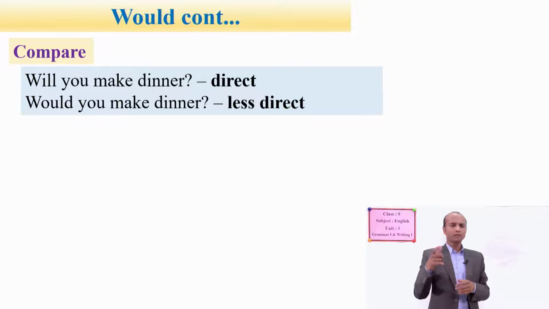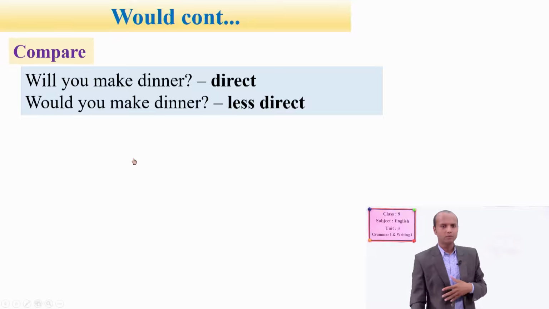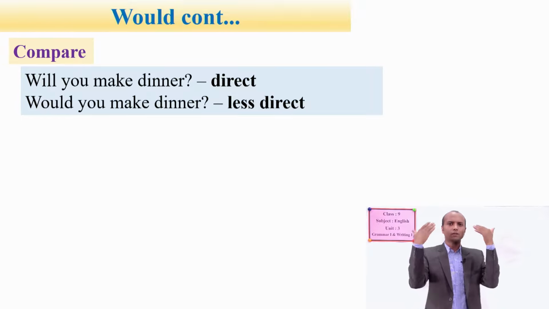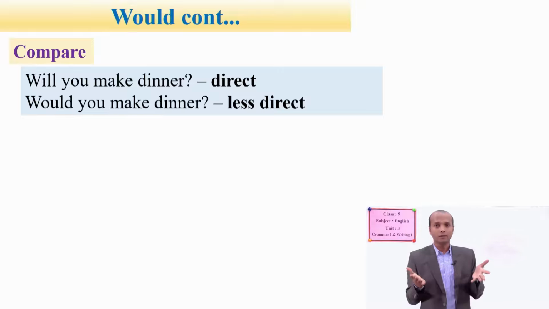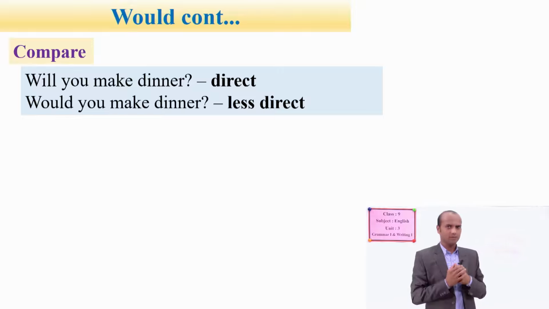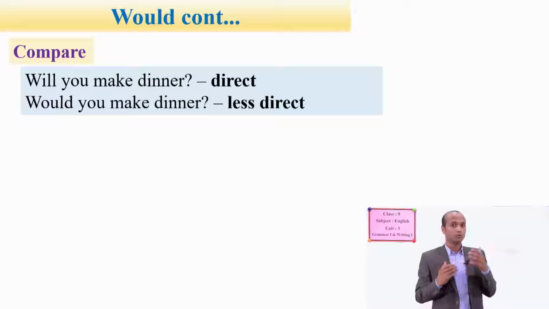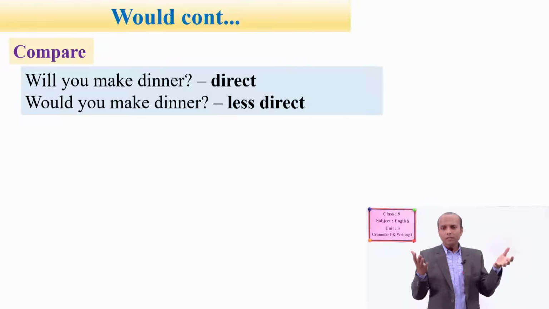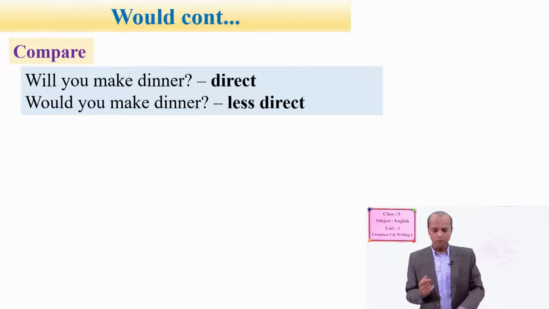When you use will, for example, will you make dinner? This is direct. That might be more informal as well. And if you say instead, would you make dinner, dear students, it is less direct. Got it? It is more polite as well. So you have to think about the condition when you are actually speaking, who you are speaking to, etc. Got it? If you are speaking with your friend, you can be very casual or informal. But if you are speaking to your teachers, seniors, in a formal situation, for example, you have to be more polite, or less direct language should be used.